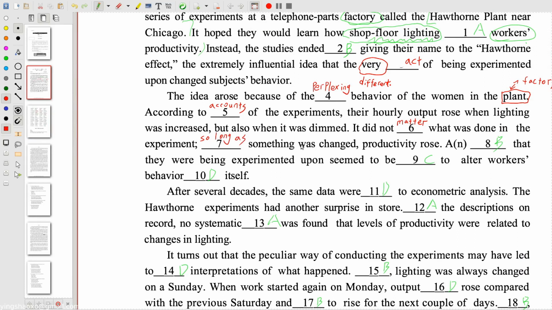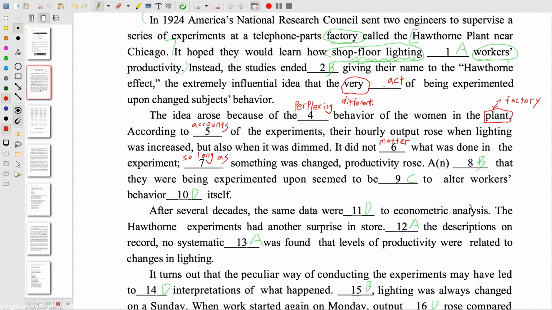As long as something was changed, productivity rose. So it has nothing to do with lighting itself. I mean, no matter whether it's increased or dimmed, the light itself won't change the productivity, but the change of something in the environment would have a big impact on the productivity.